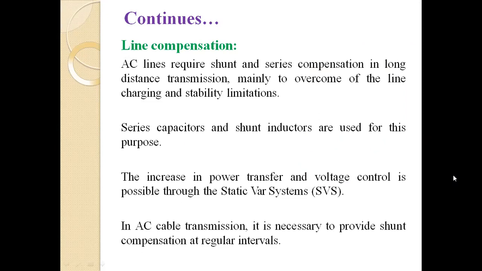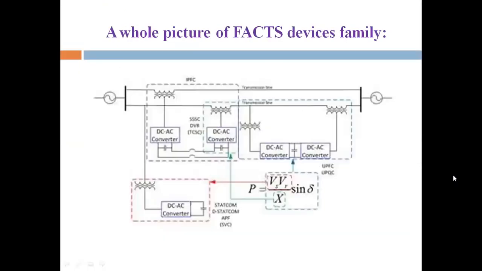The AC line requires shunt and series compensation in long distance transmission, mainly to overcome line charging and stability limits. Series capacitors and shunt inductors are used for this purpose. The increase in power transfer and voltage control is possible through static VAR systems. In AC cable transmission, it is necessary to provide shunt compensation at regular intervals. The whole picture of the FACTS devices family is shown here.